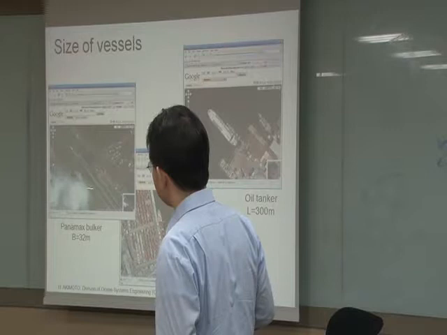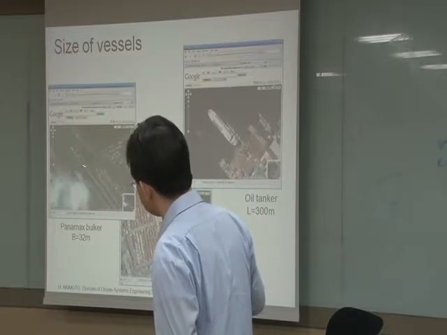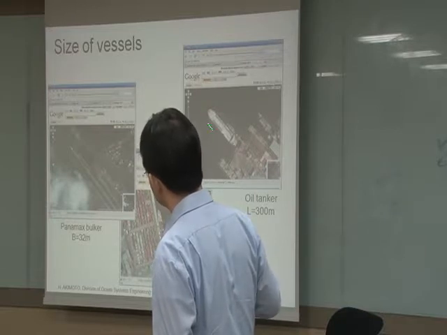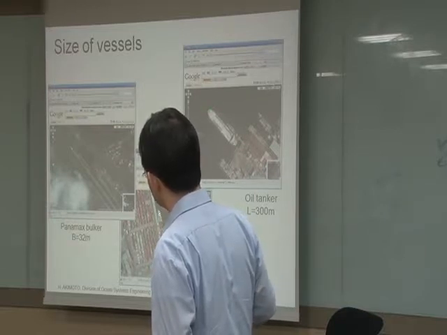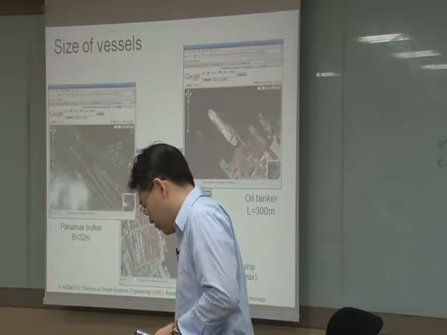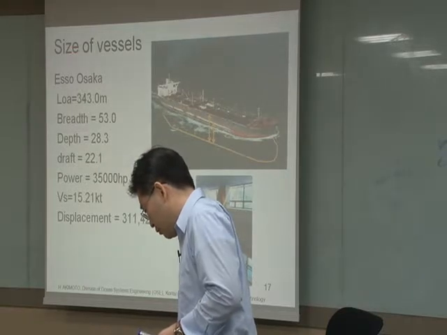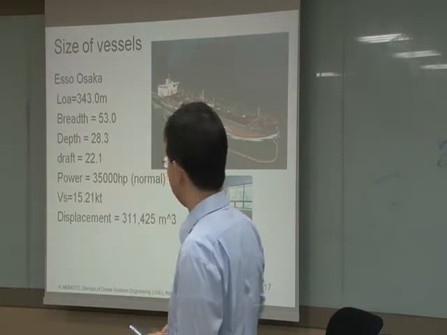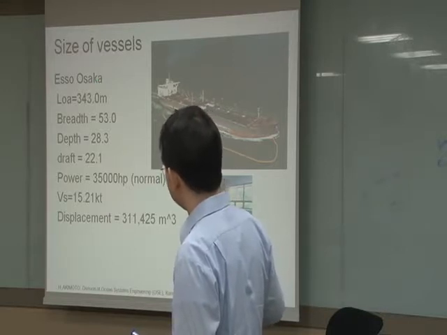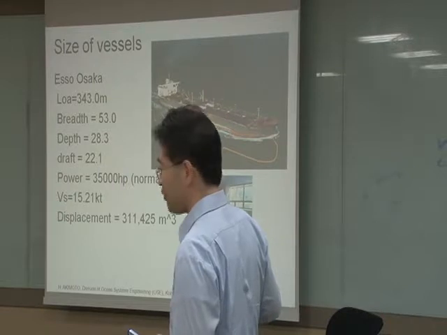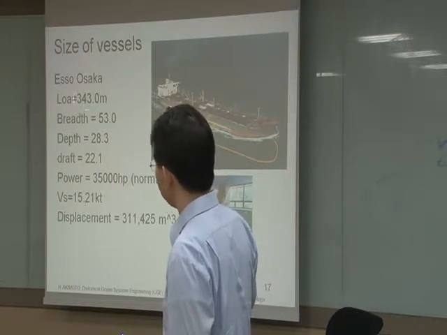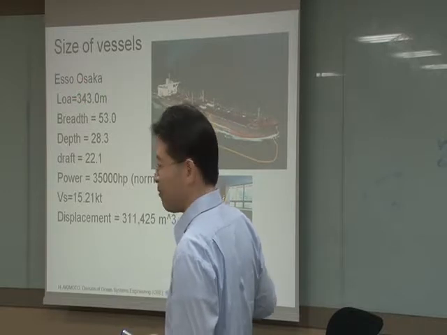This is a Panamax vessel. Panamax is here. And this is a Suezmax oil tanker. The length is 300 meters, and it is over the Panamax container vessel. What I'd like to show is also one more example. You will see Esso Osaka. This model is hung in the entrance. The actual length of the ship is 343 meters, so this is still smaller than Emma Maersk.